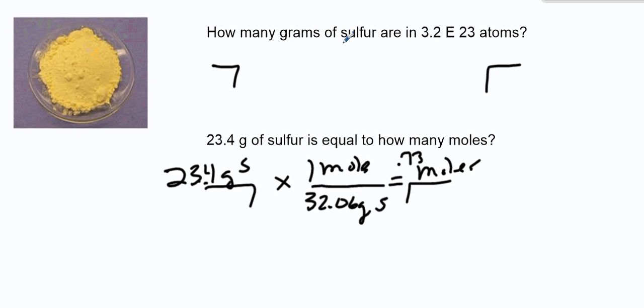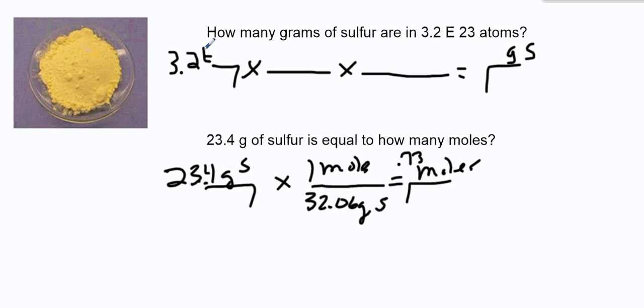But now the word mole does not appear in this. So I need to multiply this one by a two-step question here. There's going to be 2 steps in here. And equals. And on this side, we're going to say grams of sulfur. On this side, we're going to put 3.2 E 23. And again, that's for atoms.